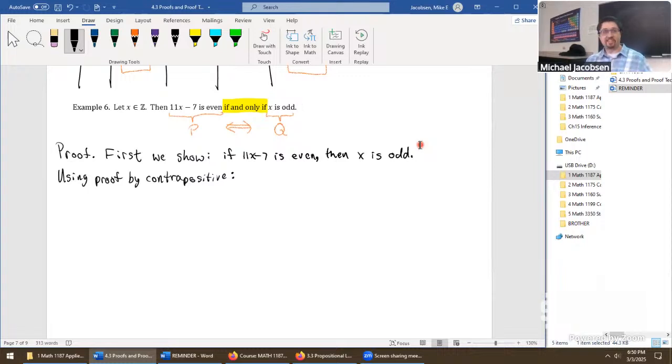That's sometimes pretty hard. So let's try, at least, by writing down what the contrapositive would be. It would be the negation of this. X is odd, negation of odd is even. So we'll go: if x is even, then we negate this statement, 11x minus 7 is odd.